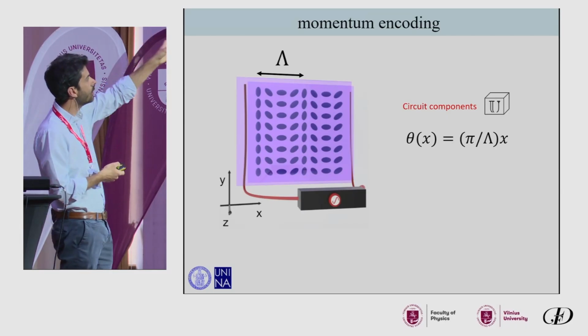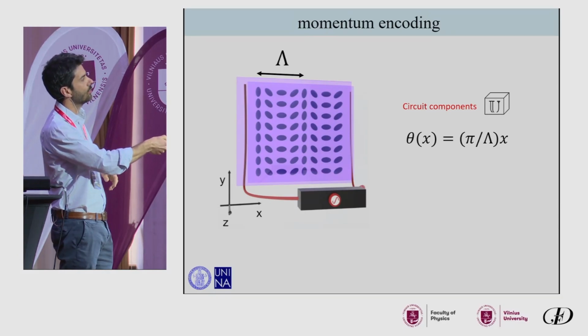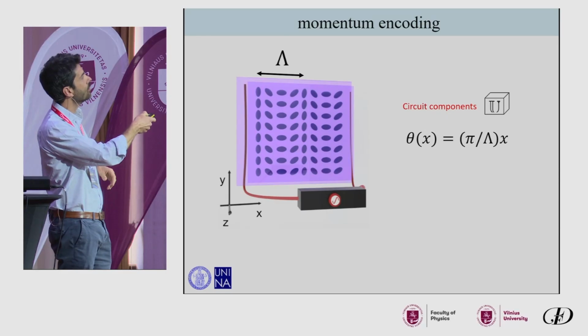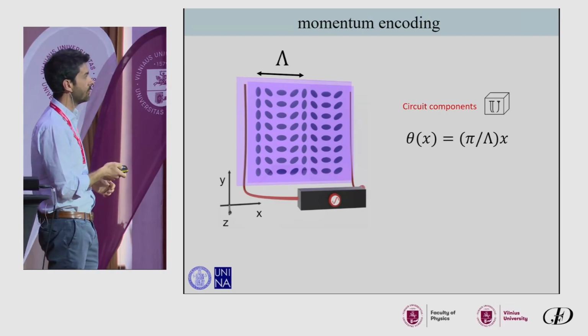So you see that the angles of liquid crystals are varying linearly in one Cartesian direction. In this case, it's the x, and the period is lambda, capital Lambda. So this plays a role. I will tell you what the role is in a minute.